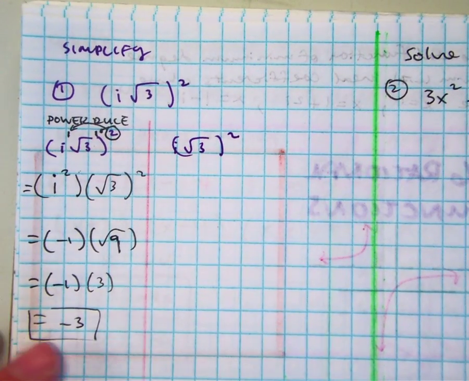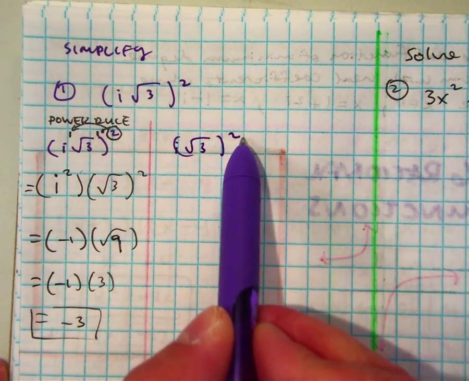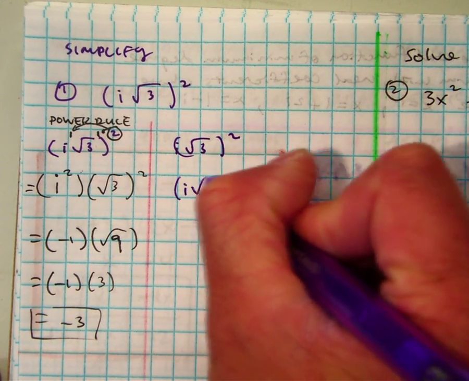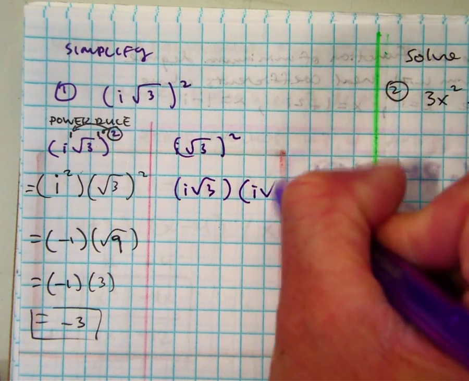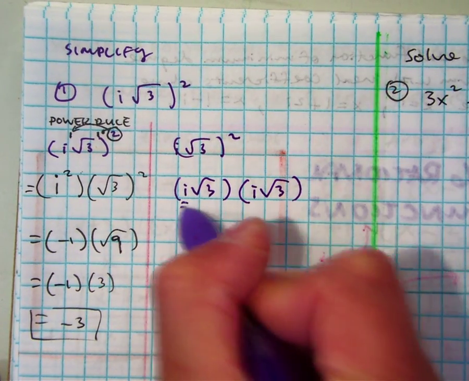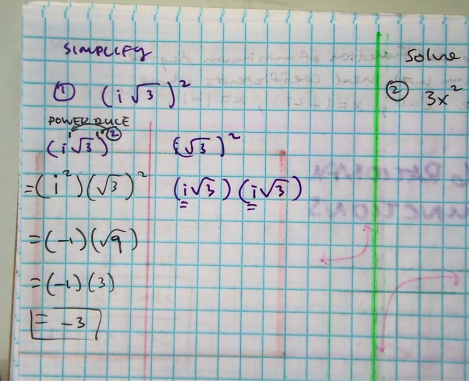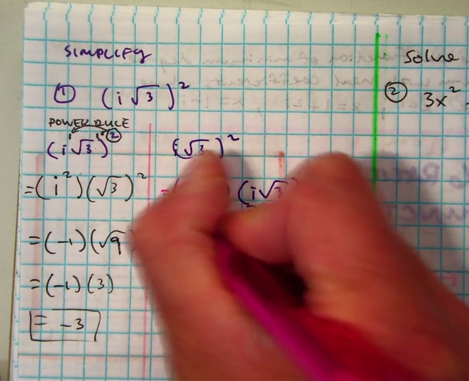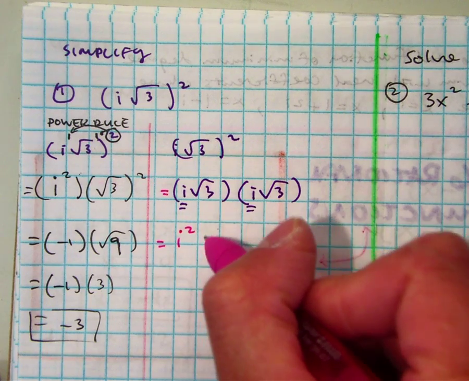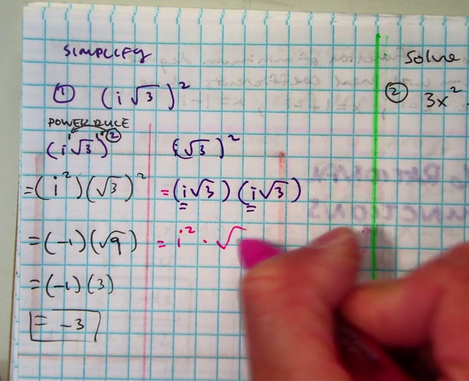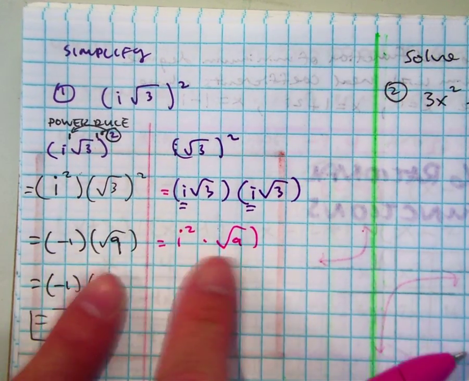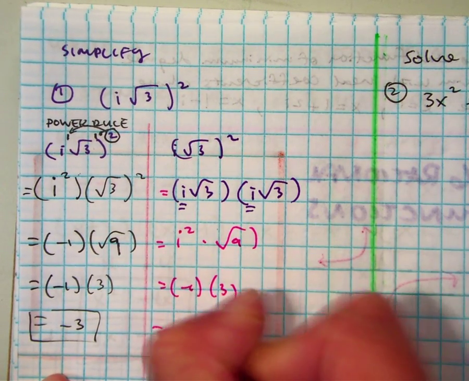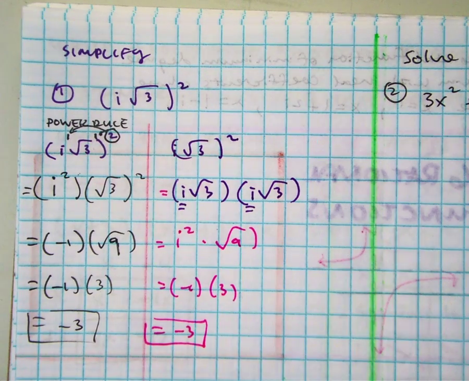Let me show you a second way of doing this. The power of 2 tells you you have how many of these expressions? 2. And then I can just multiply the coefficients. i squared. And then radical 3 times radical 3 is just what? And it's essentially the same thing as over here. Does that make sense? Yeah. Negative 1 times 3, which is negative 3. Okay.